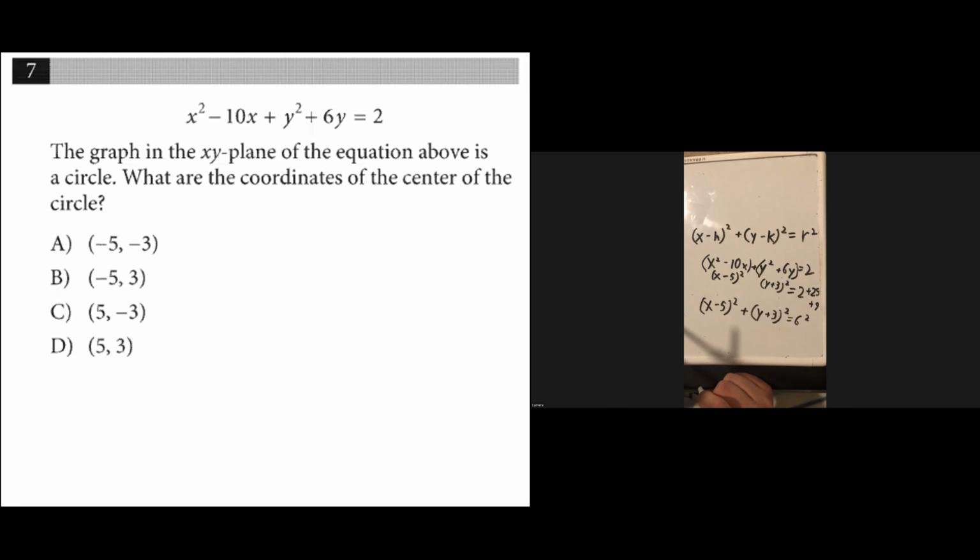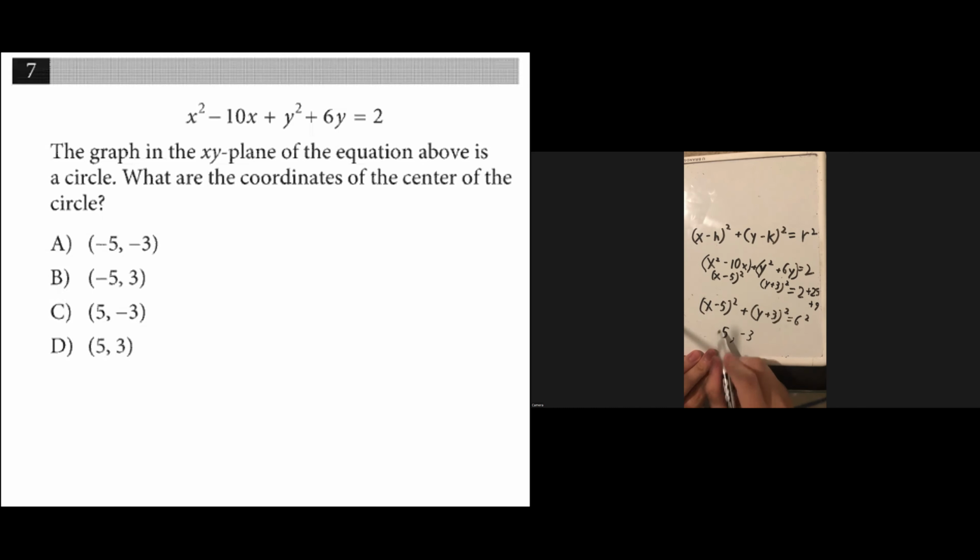So, using that, the center is negative h. So the center would be 5, because this already has the negative. And negative k, here it's positive, so this would be the opposite, so negative 3. So the center is at 5, negative 3, and the radius would be 6. And so the correct answer here would be C. The center would be at 5, negative 3, and the radius, which it doesn't ask for, would be 6.